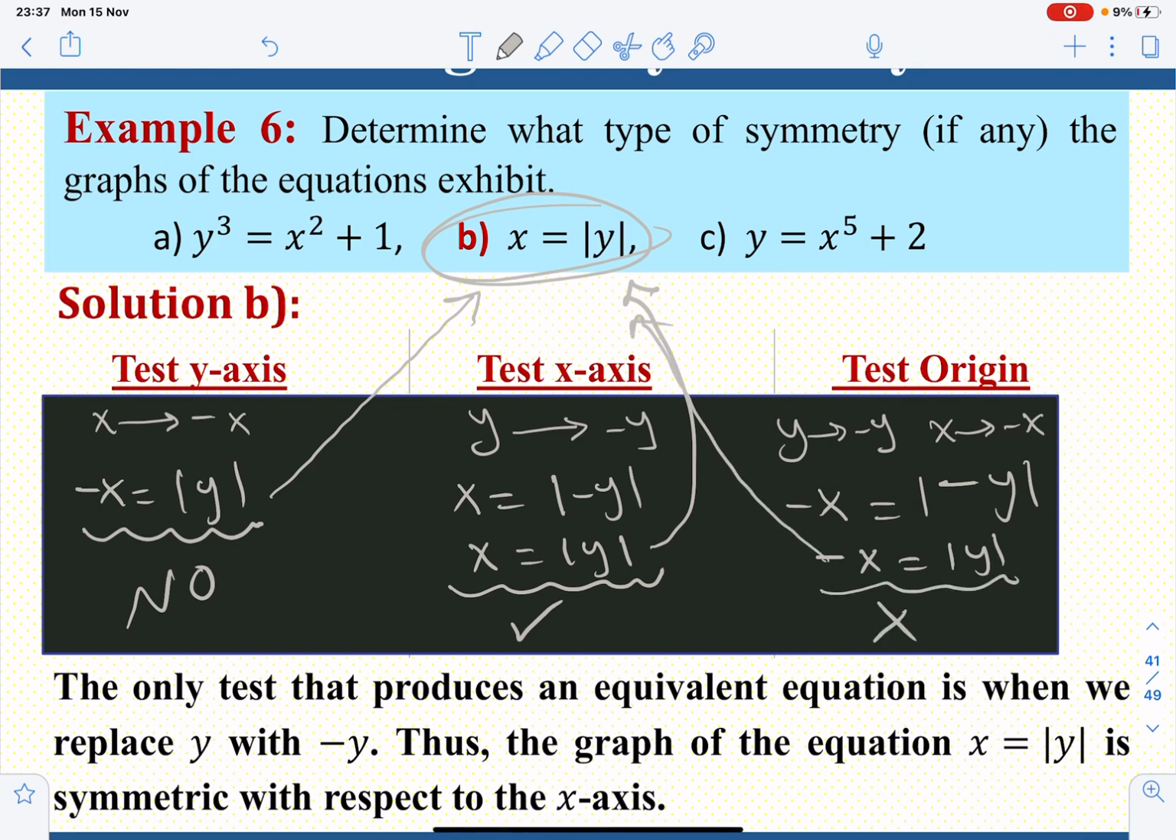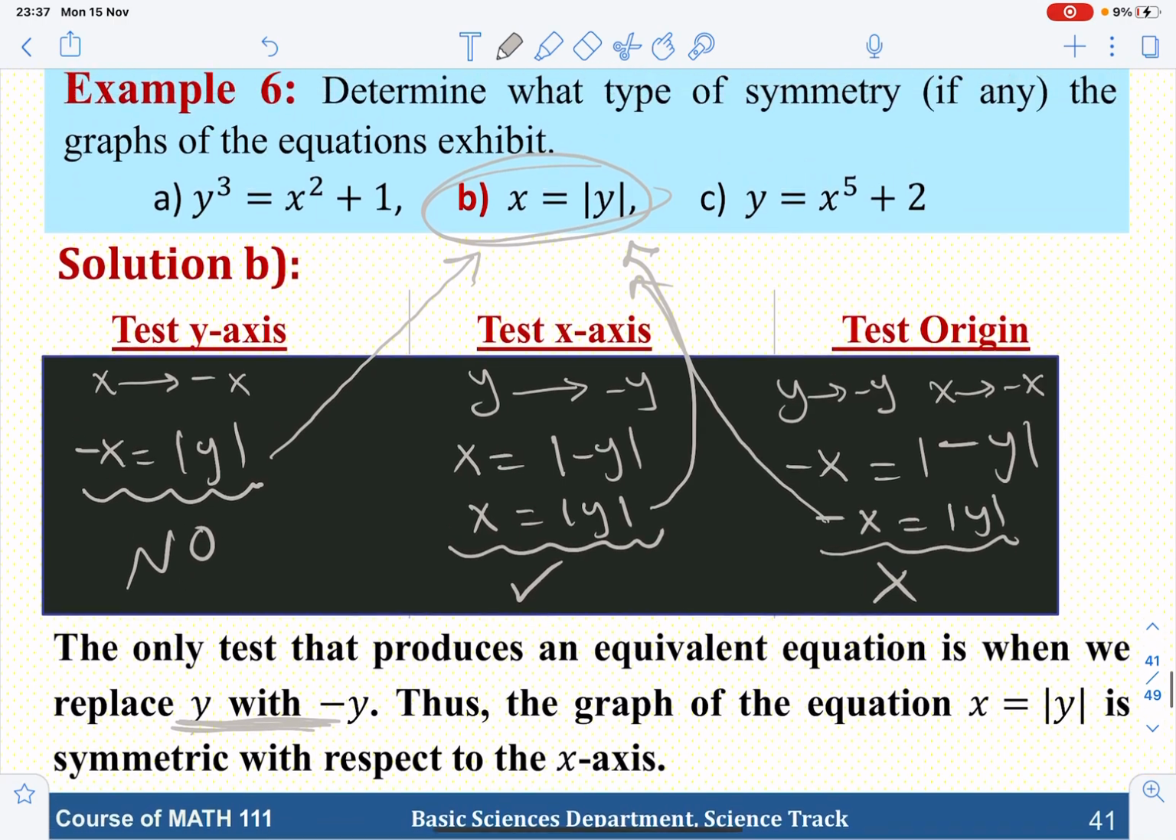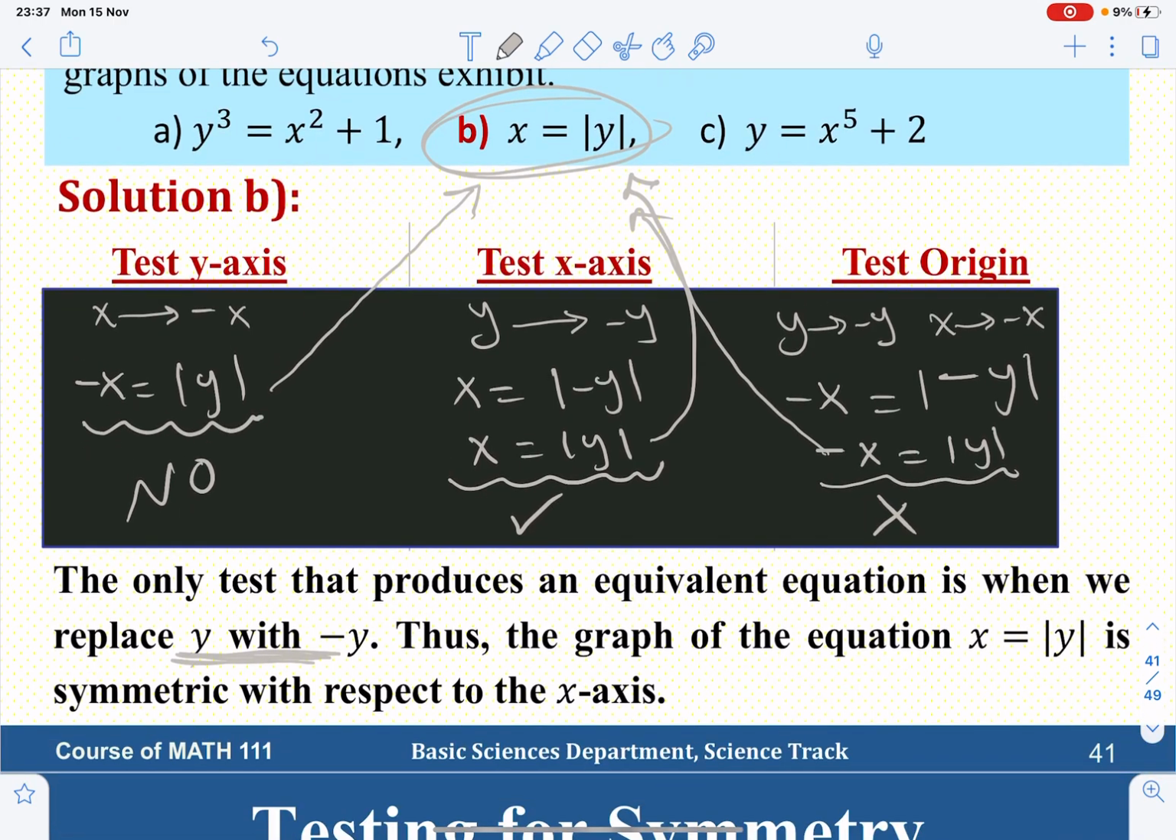So the only test that works here is when we replace y with negative y, which means that the graph is symmetric with respect to the x-axis.